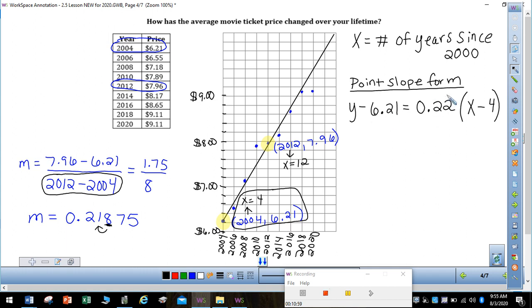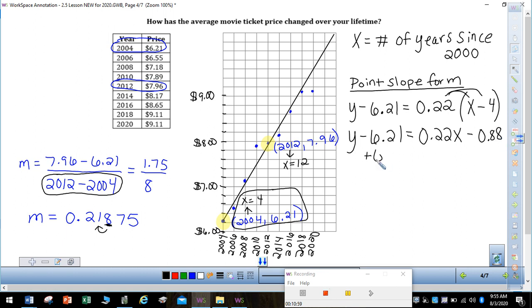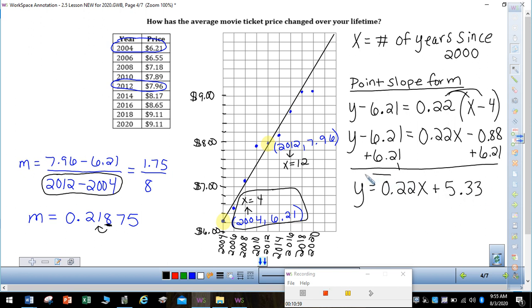Okay, so now let's turn it into slope-intercept form. So we're going to go ahead and distribute the 0.22. So 0.22 times 4 is 0.88. And then we'll go ahead and add 0.88 to both sides. So our final equation in slope-intercept form is 0.22x, and then let's do 6.21 minus 0.88. We get positive 5.33. Okay, so we're going to say this is our final answer here for our trend line equation, based on the line that we drew by hand.